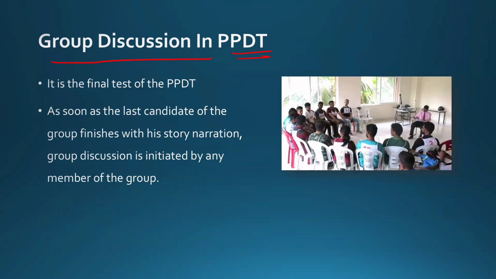So after that, once story narration is also done, the third thing that happens in PPDT is group discussion. Most of the time, there are 3 assessors sitting right in front of you, and you will be sitting in a circular, U-shaped manner in front of the assessors, and you have to start with the group discussion. The timing for group discussion will vary from group to group. At times they give 10 minutes, at times 15 minutes. It will depend on the number of candidates present in that particular group.